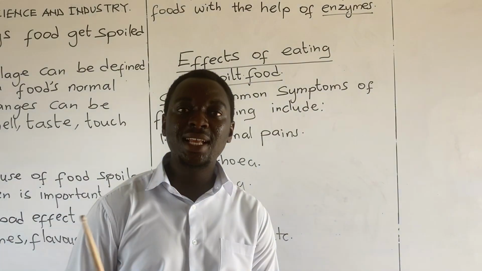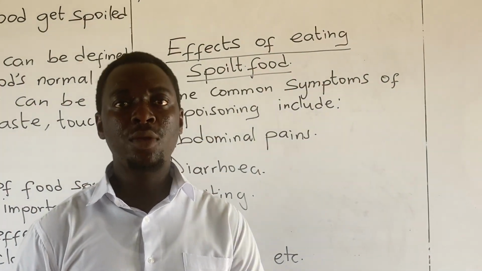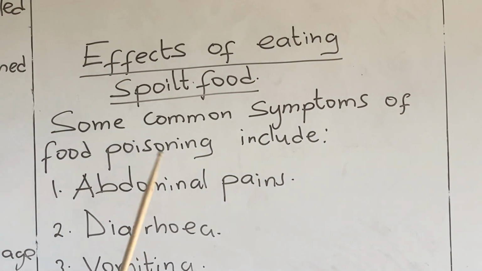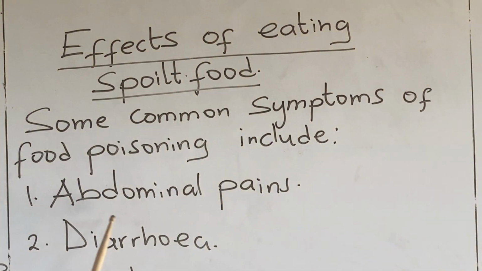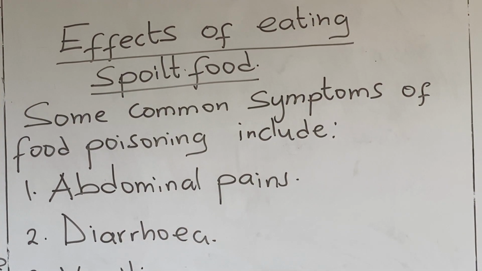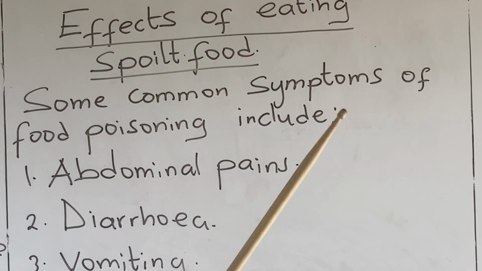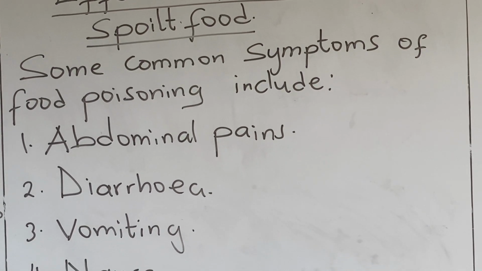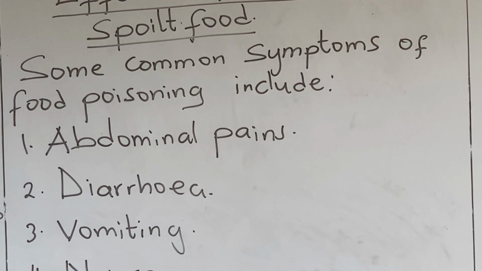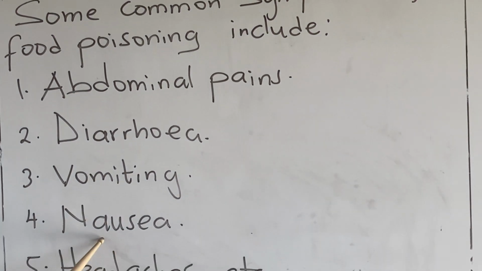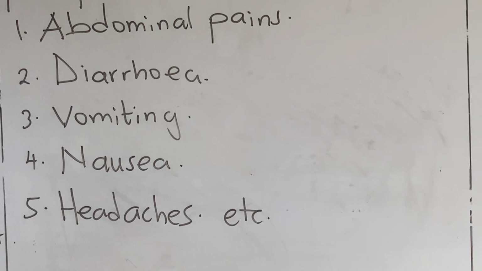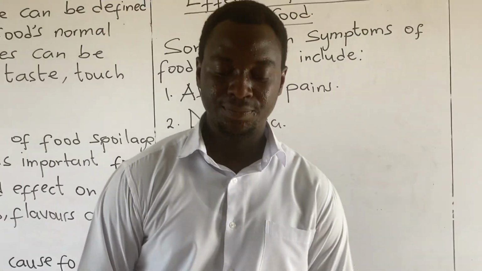Let's look at the effects of eating spoiled food. When you eat spoiled food, what are some of the effects? Some common symptoms of food poisoning include one, abdominal pains, feeling pains in your abdomen. Two, diarrhea, regular visiting of the washroom. Three, vomiting, bringing out foods or water that you've taken in. Four, nausea. Nausea here is feeling like vomiting, though you may not vomit. Five, headaches. Your head will ache.